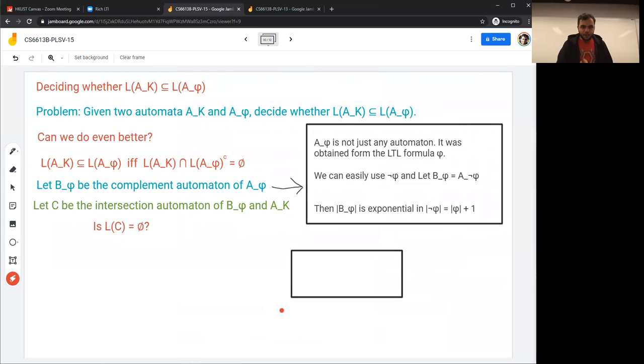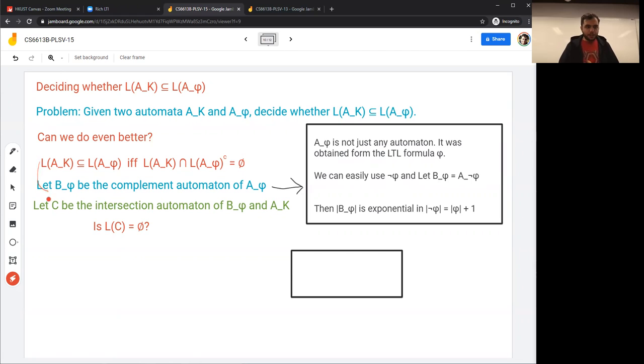So instead of complementing the automaton, let's do the complementation on the formula. Let's say I first create the formula negation of phi, and then directly say that B phi is the non-deterministic Büchi automaton that corresponds to negation of phi. So by paying only one exponential price for going from LTL to non-deterministic Büchi, I directly got this automaton B instead of getting the automaton A.